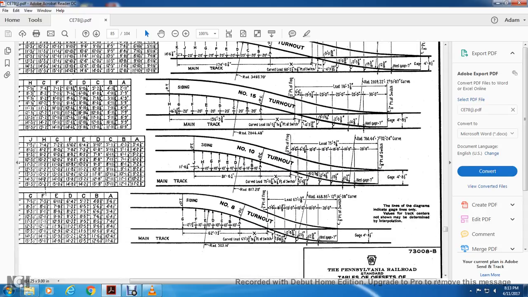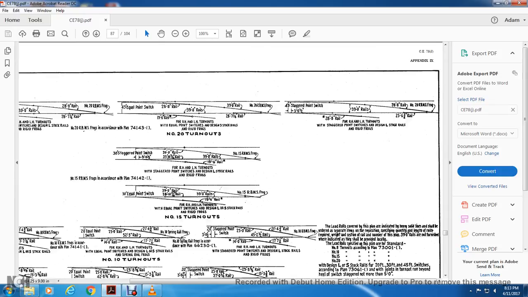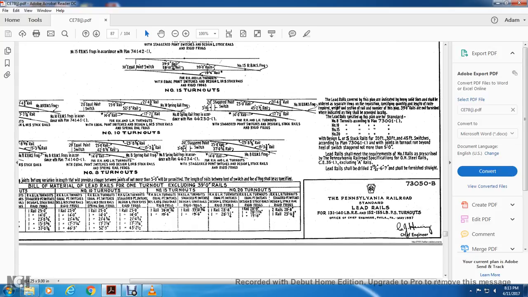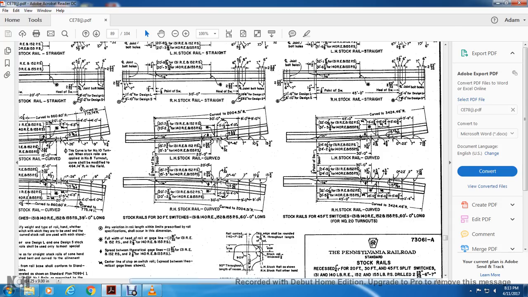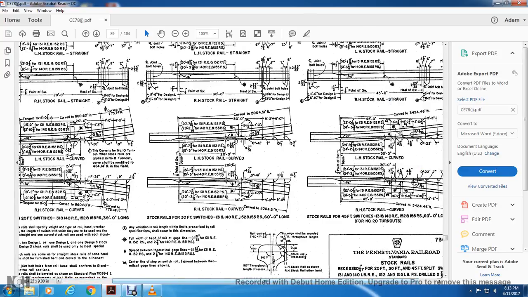Number 20, number 15, number 10, number 8 turnouts. Number 20, number 15, number 8 turnouts. Number 10 turnouts. Then you have your left and right hand stock rail curved, straight, for stock rails 20-foot switch, 1382, 440. Stock rails 30-foot switches, stock rail 45-foot switches.